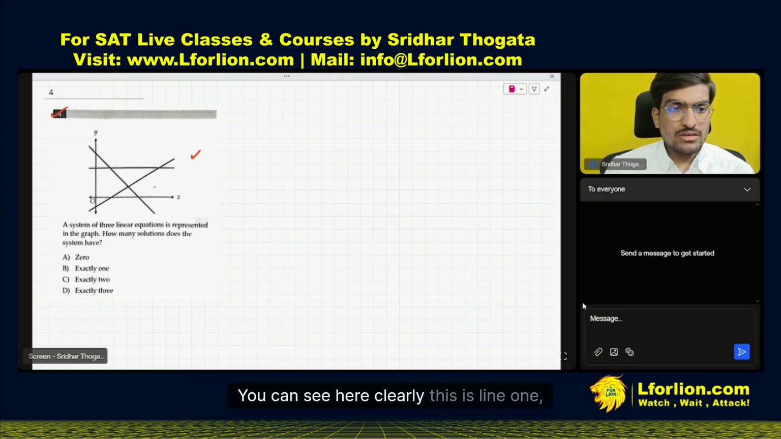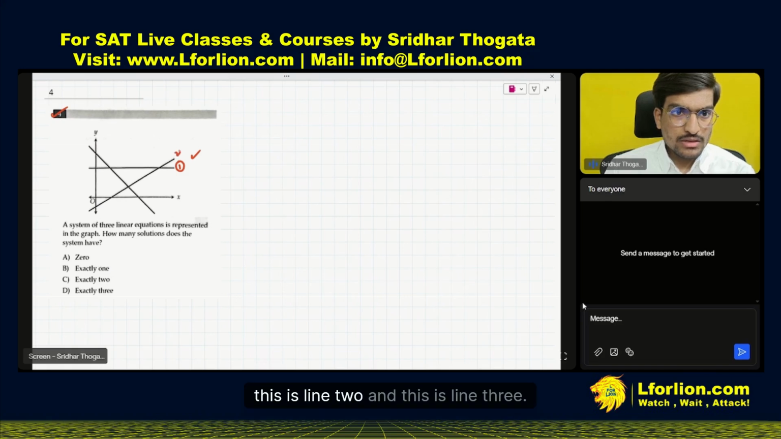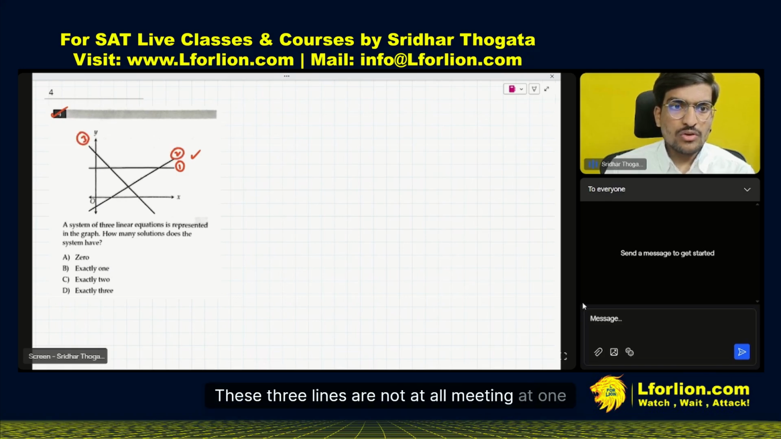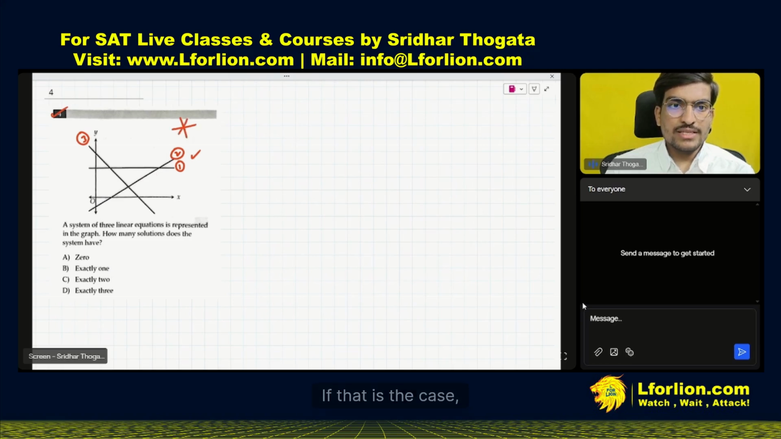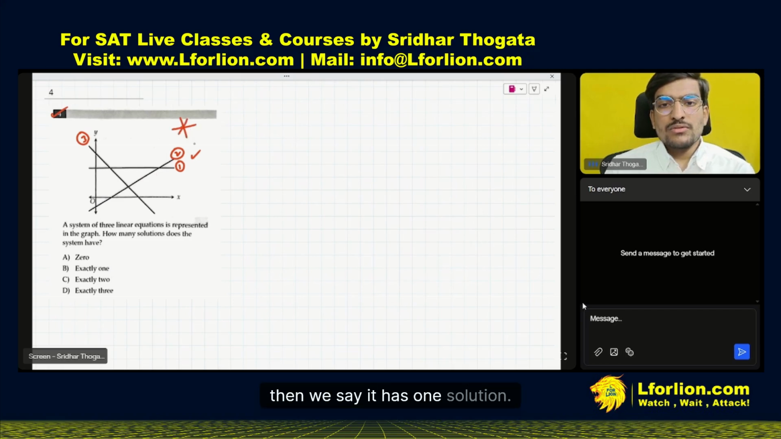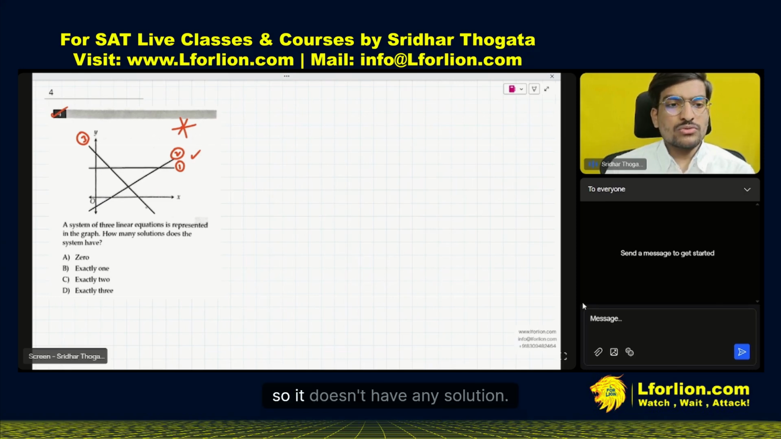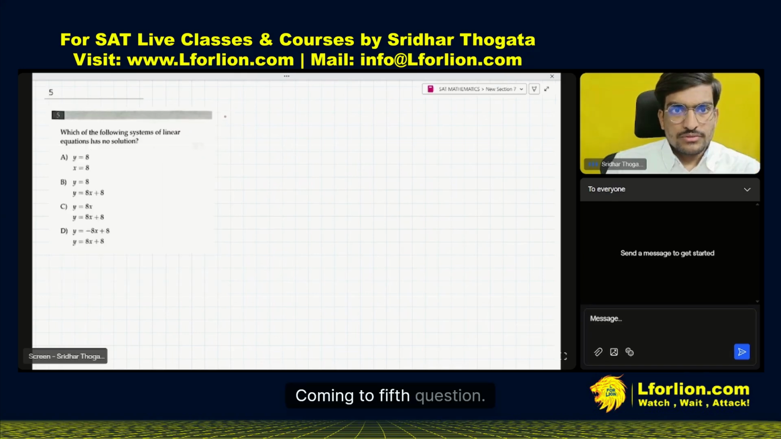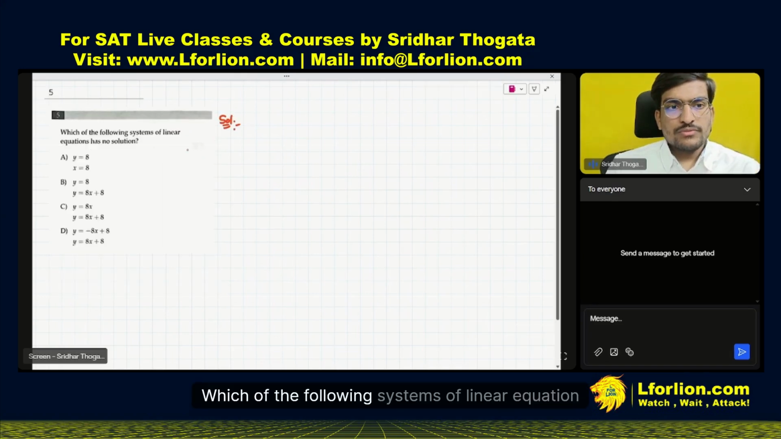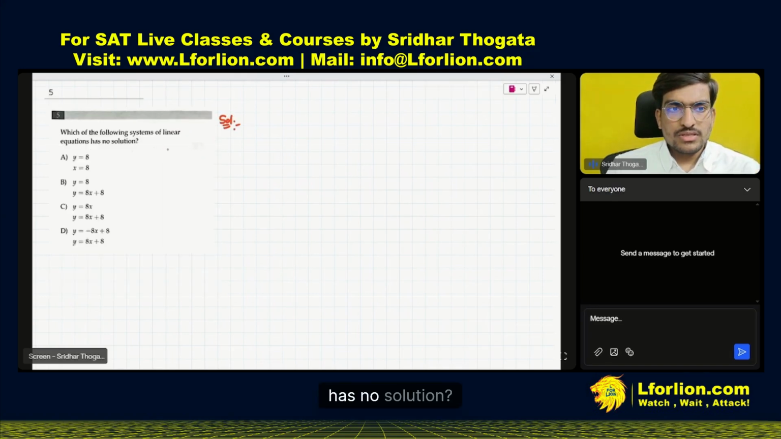You can see here clearly this is line 1, this is line 2, and this is line 3. These three lines are not meeting at one singular point, something like this. If that is the case, then we say it has one solution. But here they are not meeting at any point, so it doesn't have any solution. So the answer is 0.